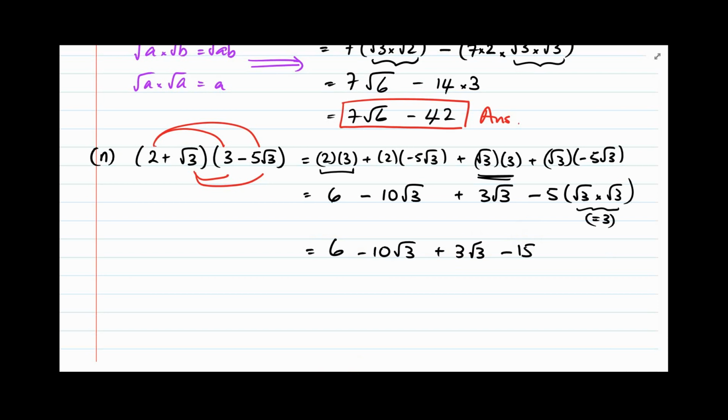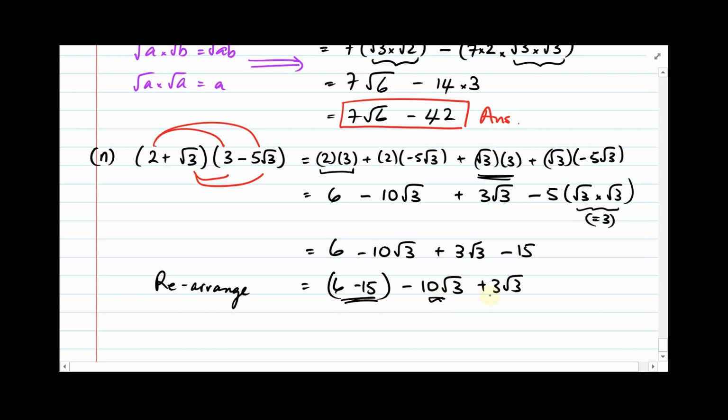I can rearrange. So, rearrange, regroup. I end up with 6 minus 15 and minus 10 root 3 plus 3 root 3. Here we have like terms and here we have like terms. So 6 minus 15 would be negative 9, and minus 10 plus 3 would be minus 7 root 3.